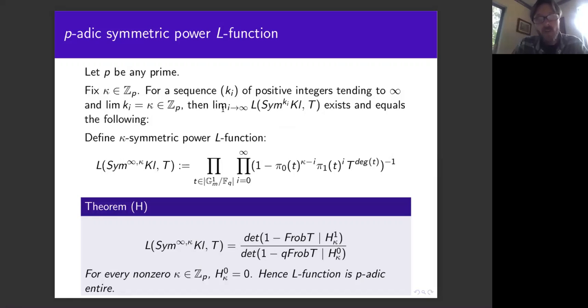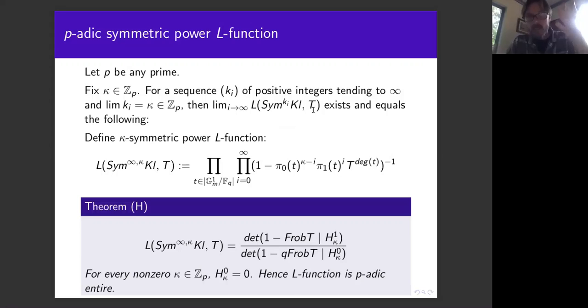Then it's known that if you look at the limit as i goes to infinity of the L function of the symmetric powers, with k_i. So the symmetric powers are growing, but they're growing p-adically in some sense. But they're positive integers going to infinity.